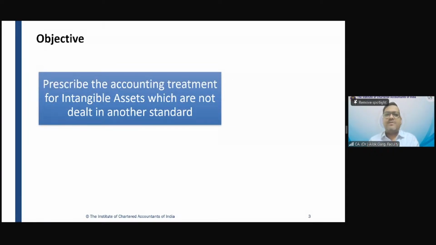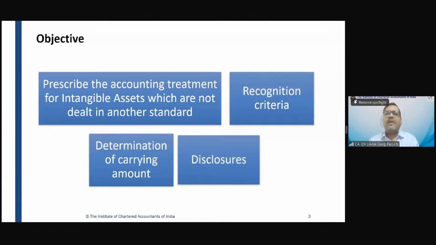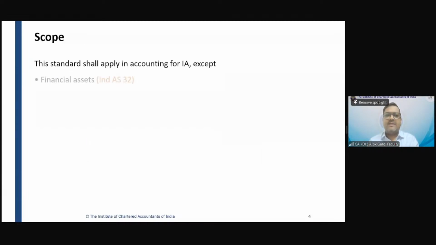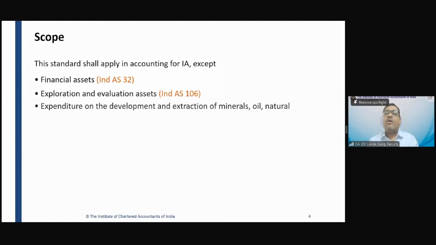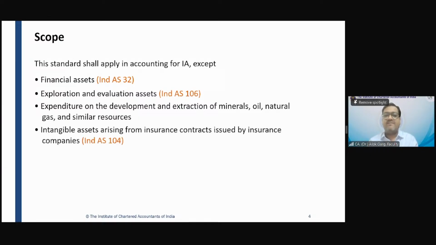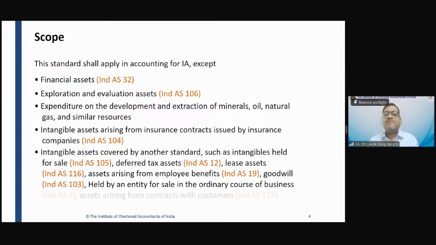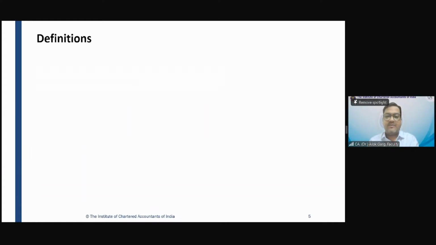So friends, the objective of this standard is the accounting of intangible assets. This standard is applicable to all intangible assets except a few assets. Why? Because there are specific standards which are available for those assets. Okay.